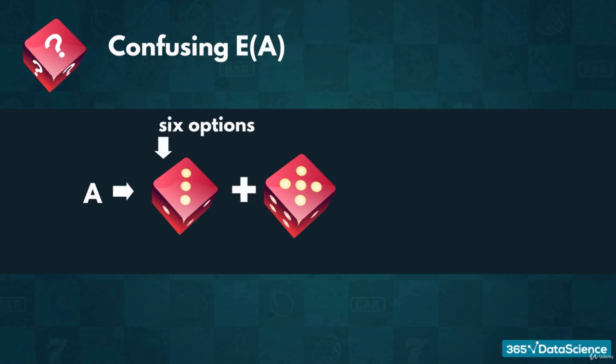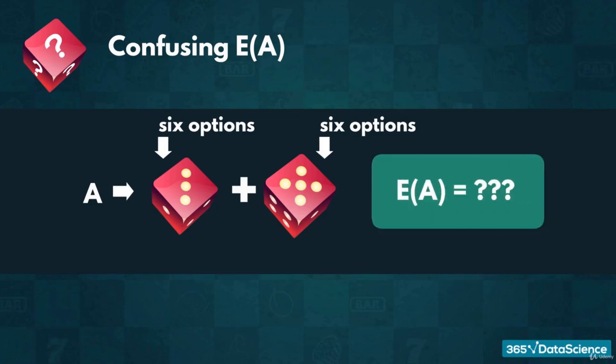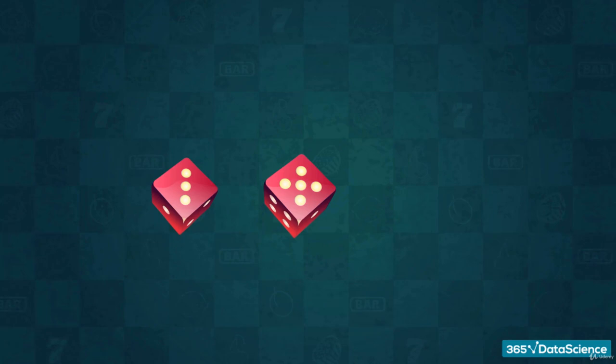top. We have 6 options for what the result of the first one could be. Regardless of the number we roll, we still have 6 different possibilities for what we can roll on the second die. That gives us a total of 6 times 6 equals 36 different outcomes for the 2 rolls.